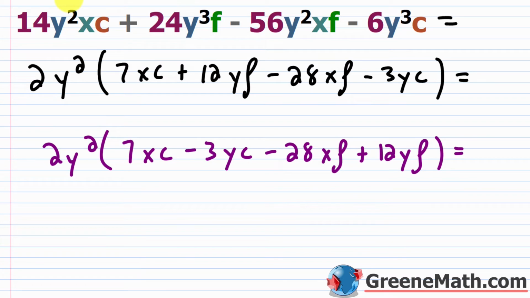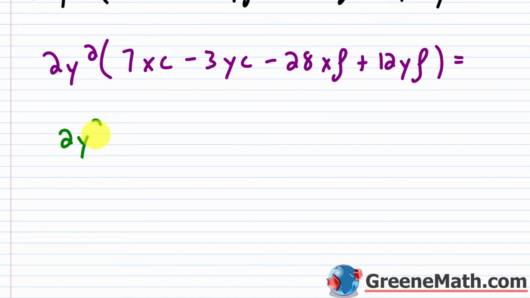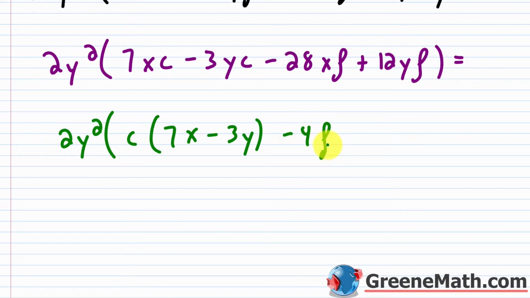Okay, let's come down here and see what we can do. From the first group, let me write my 2y squared. From the first group, I can pull out a c. So pull out the c, and you'll have 7x minus 3y. From the second group, you can pull out a negative 4f. Inside, that's going to give you 7x, and then minus, because negative times negative will give you that positive back. So then we'll have minus 3y. You can see you do have this common binomial factor of 7x minus 3y in each case.